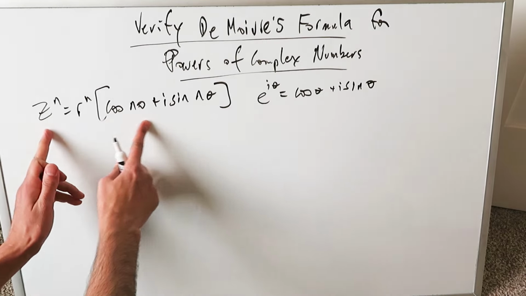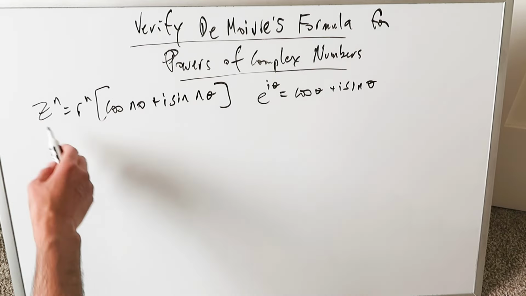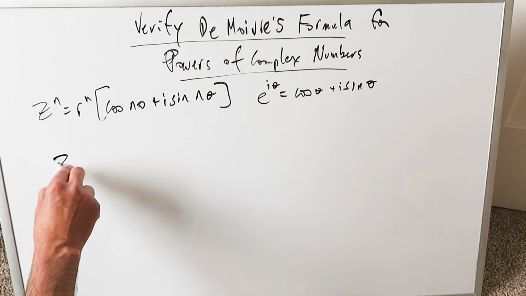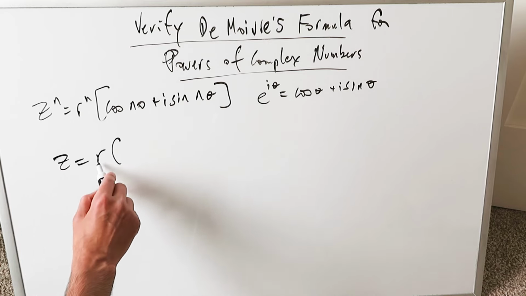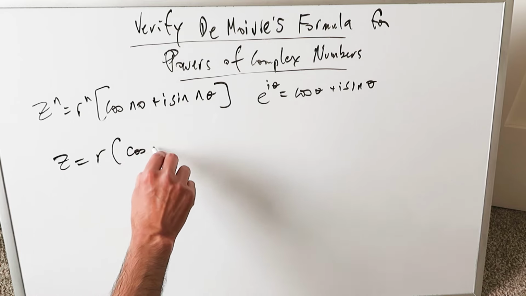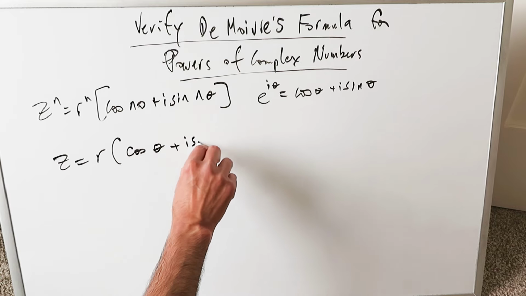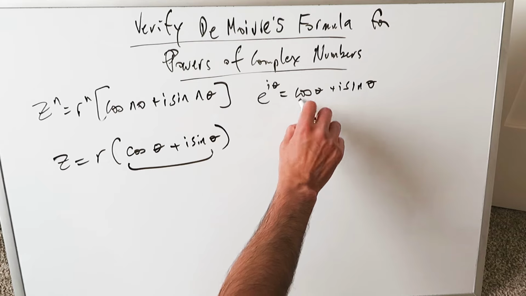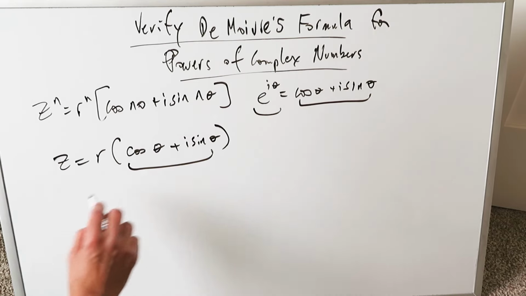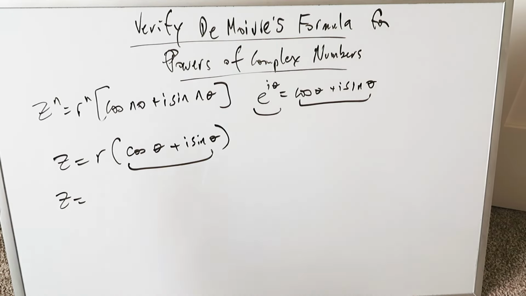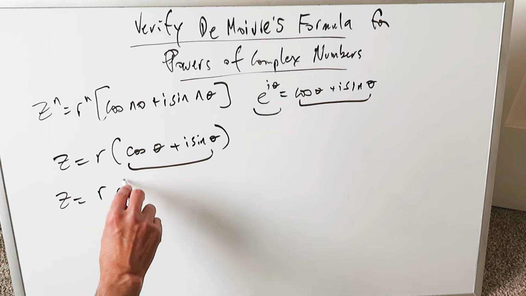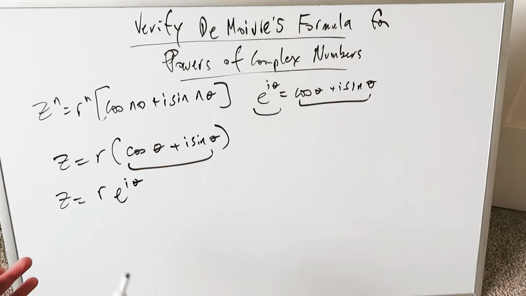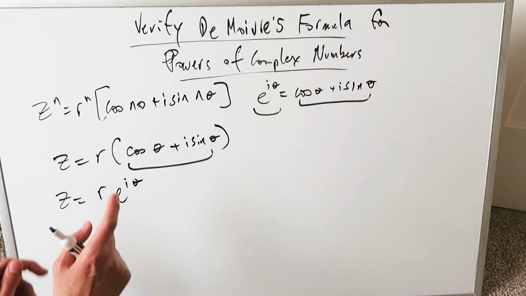How can you verify this formula is indeed true, the power of a complex number? Start here with a complex number. It's equal to your modulus times your argument, cosine theta plus i sine theta. But look at this right here. What is this equivalent to? It's equivalent to this, but it's equal to that. You're essentially saying z, your complex number, is equal to r times e to the i theta. That's what you're saying, and there's nothing wrong with saying that because it's true.